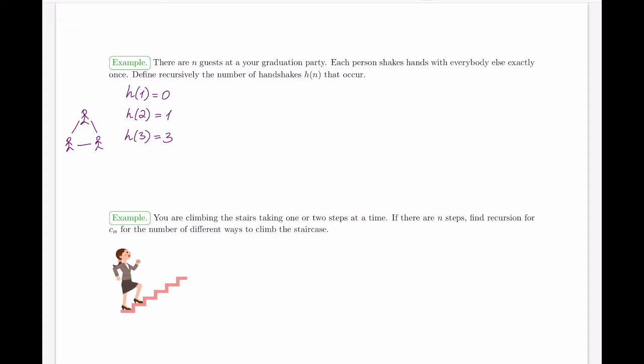But of course, going through the numbers isn't going to really help me figure out what the general strategy for shaking hands is. So let's try to approach this a little bit more generally.